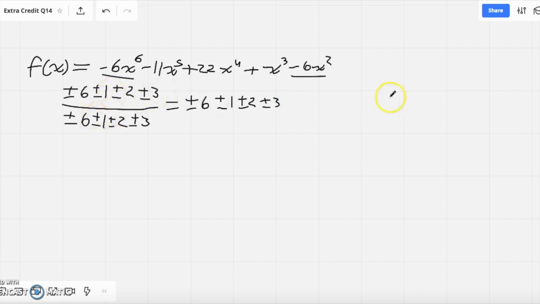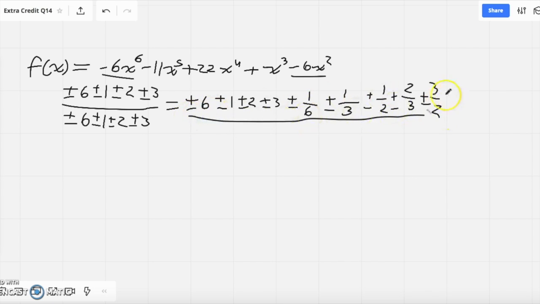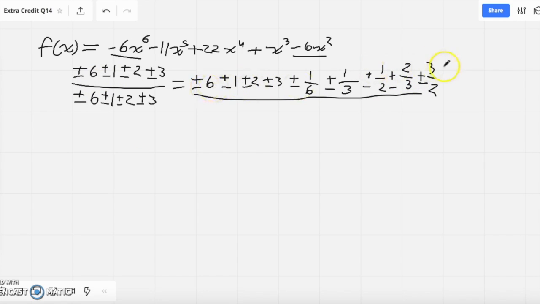And then we would go on to the fraction. So we'd get plus or minus 1 over 6, or we'd get plus or minus 2 over 6, which is also 1/3, which could also be combined for this. So plus or minus 1 over 3, or it could be plus or minus 1 over 2. And finally, plus or minus 2 over 3, or plus or minus 3 over 2. So right here is where we have all the possible roots for f of x.